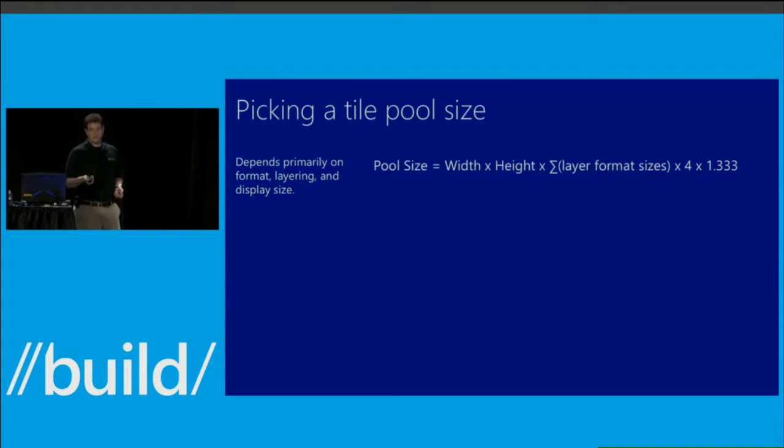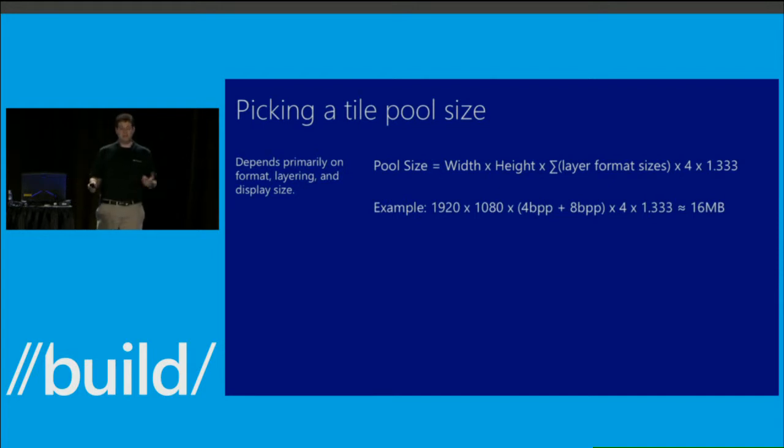So take, for example, the demo. The demo was targeting a 1080p display, so 1920 times 1080. We had two layers. One of them was 4 bits per pixel. One of them was 8 bits per pixel. And then we have this multiplier, 4 times 1.33, which I'll explain later. But that gets us to 16 megabytes. Now, where do the 4 and the 1.33 come from?